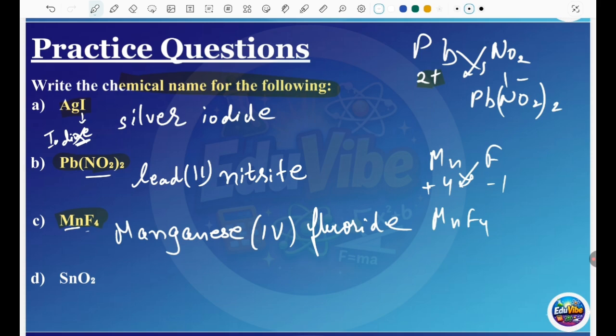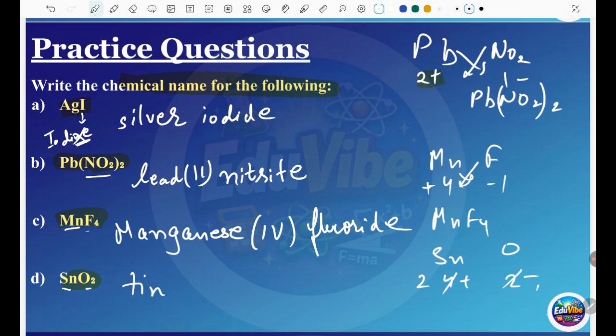Last we have SnO2. So in SnO2, we know that Sn is tin. So it's tin, and what is that O2? O2 is oxide. So basically what we have to see over there is that Sn has a charge of something. So Sn has a charge of 4. If we count, this has a charge of 4 positive, and O has a charge of 2 negative. When we cross this, we get 2 at this.